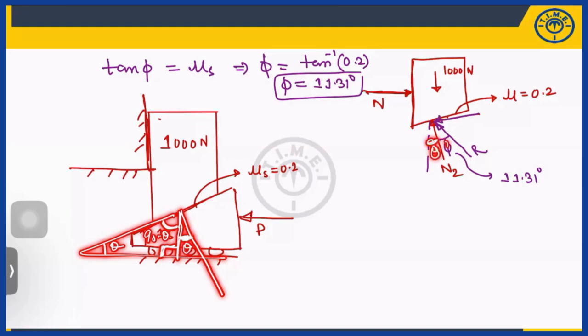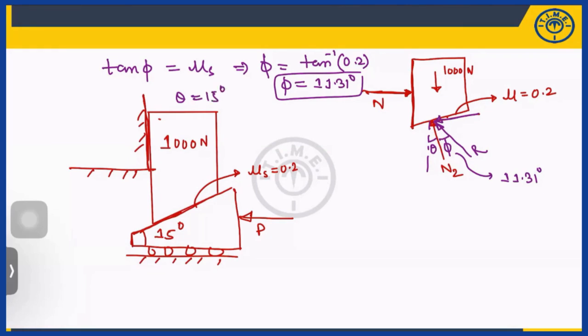Okay. So always remember, whatever angle the inclined plane makes with the horizontal, the normal reaction makes the same angle with the vertical. Or if you want, you can calculate. This is theta. This is 90. This is 90 minus theta. The total is 90 because the normal reaction is perpendicular. So this should be theta. You already know the theta value. What is this theta? Theta is 15 degrees, and the phi value you have calculated.